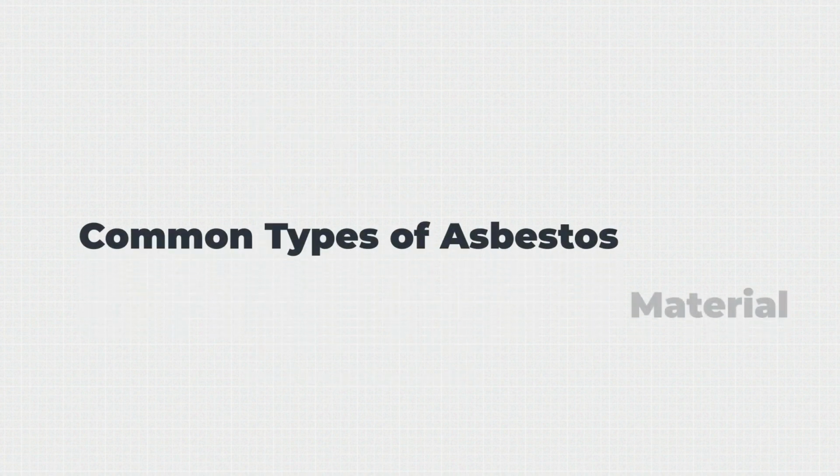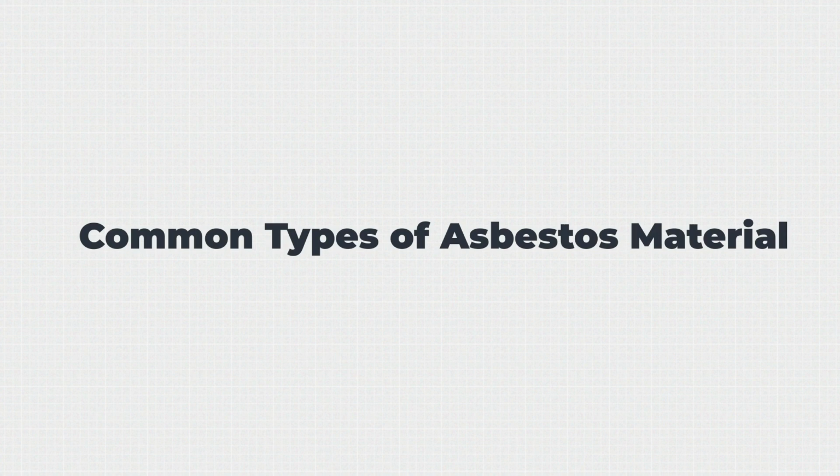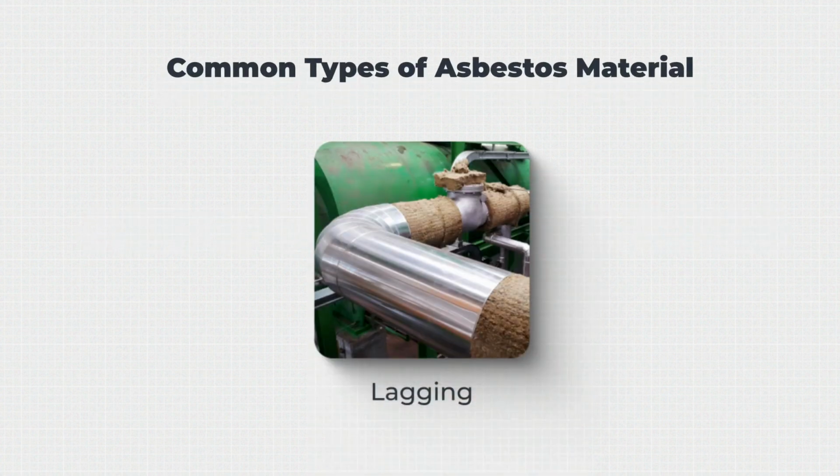Let's look at some common types of asbestos material in detail. They were used prolifically in the UK prior to being banned. Lagging, possibly the most recognisable form of asbestos material, these were thickly laid around pipes and boilers to prevent heat loss. They have been known to consist of almost 100% asbestos fibres.